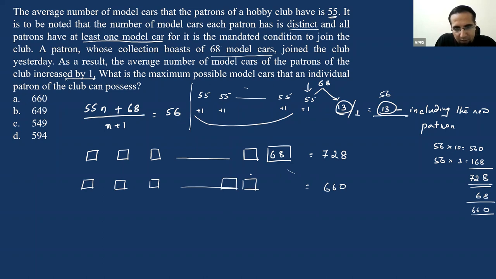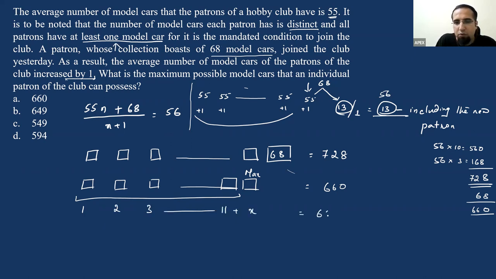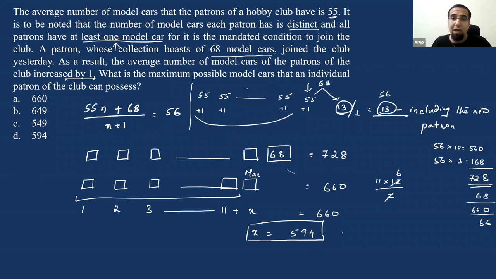Now, since I want to maximize the 12th guy, what I would do is I would minimize the remaining 11. If I want to minimize the remaining 11, everybody has at least one model car, right? So I start with 1, 2, 3, so on till 11, plus X should be equal to 660. So therefore, the X will get maximized. So sum of first 11 natural numbers is 11 into 12 divided by 2, that means I'm looking at 66 from here. Therefore, the value of X that we get is going to be 594. So 594 is going to be the maximum number of cars by any patron in that group, given the conditions that we have in this question.